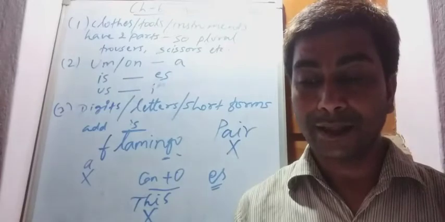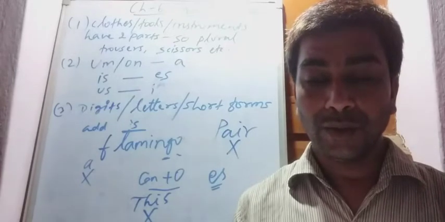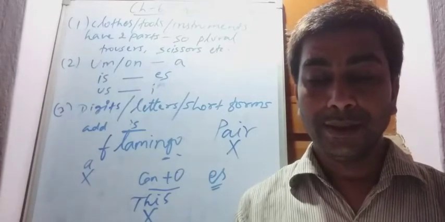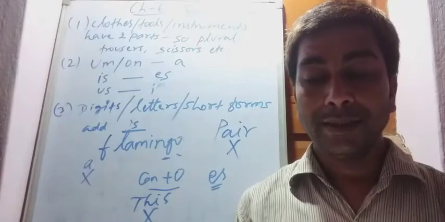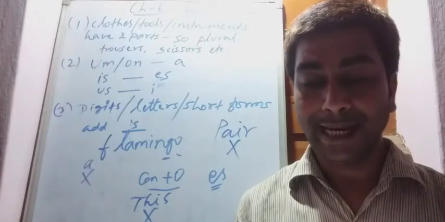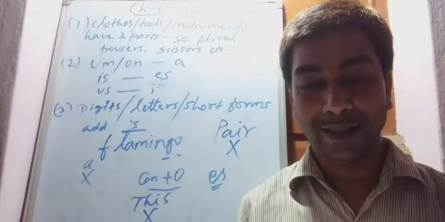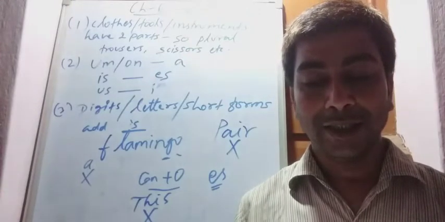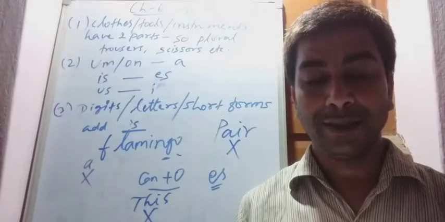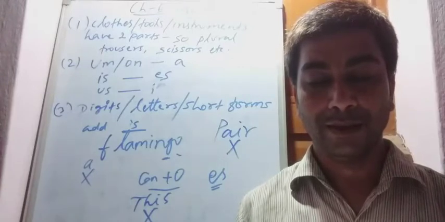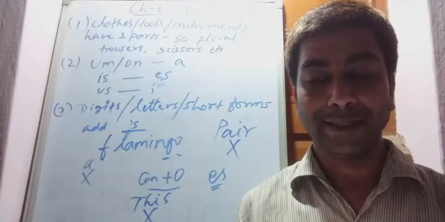That pair of is right. Cross those pair of. After those, plural comes, pairs. So this is wrong. Cross those pair of. That pair of is right.